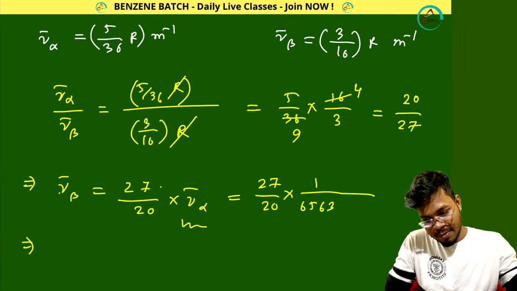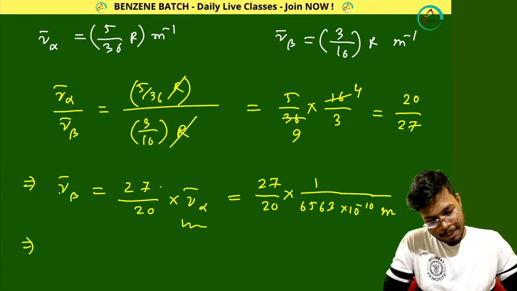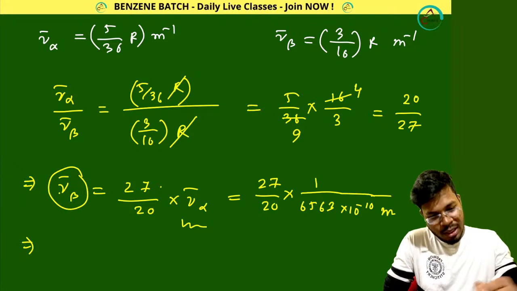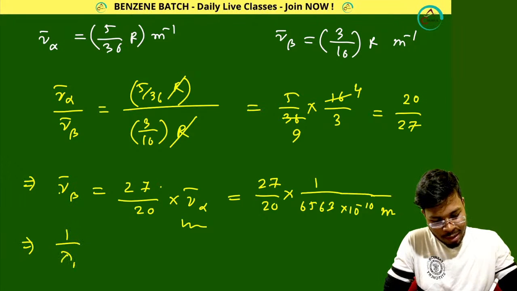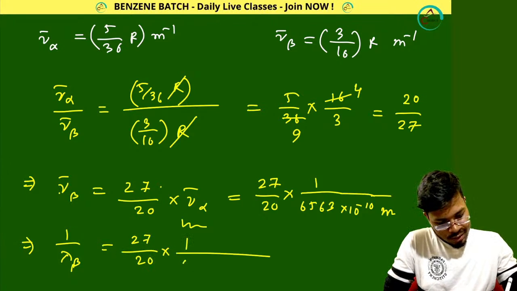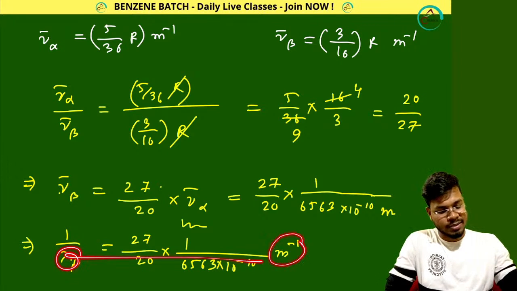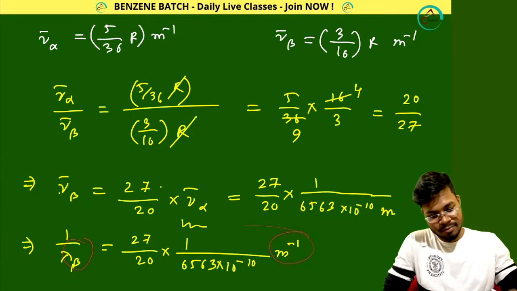6563 into 10 to the power minus 10 meter inverse. Now I have to calculate lambda beta. 1 by lambda beta will be equal to 27 divided by 20 into 1 by 6563 into 10 to the power minus 10, and I am writing meter on the other side, that means it will become meter inverse. So 1 by lambda will be something meter inverse, so lambda will be something meter.